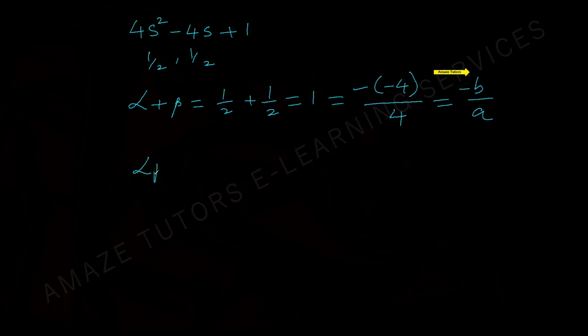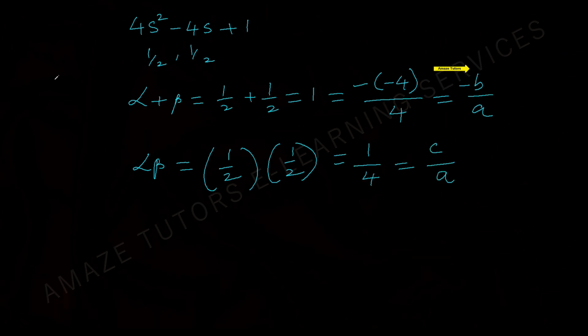Now the product, alpha beta. Alpha times beta is 1 by 2 times 1 by 2. 1 ones are 1, 2 twos are 4. Now this can be written as 1 over 4, where 1 is the constant, obviously, which is c. We verified both. So we finished both the parts of the question.